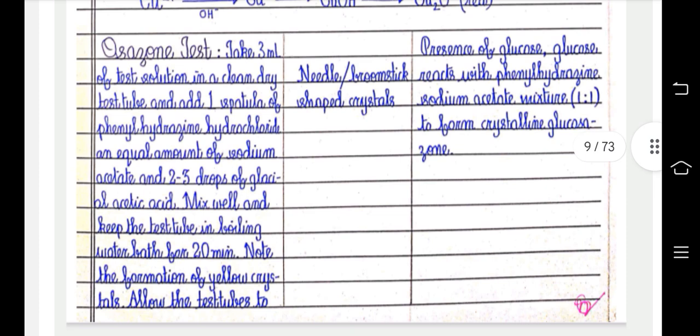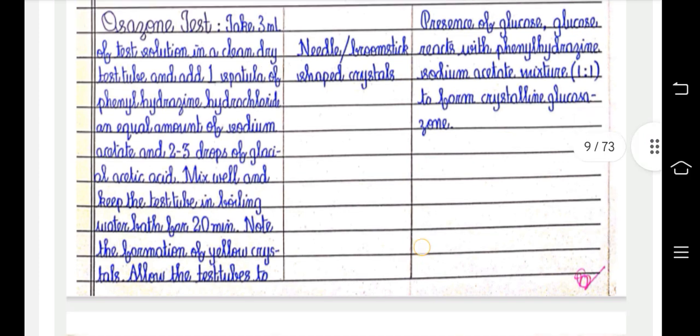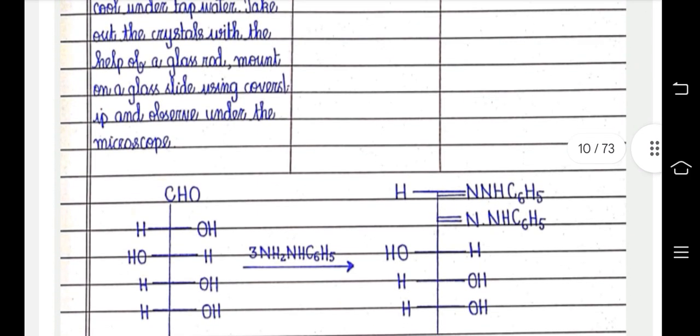Once again, take 3 ml of the test solution in a clean dry test tube. Add 1 spatula of phenylhydrazine hydrochloride, an equal amount of sodium acetate, and 1 to 2 drops of glacial acetic acid. Mix well and keep the test tube in a boiling water bath for 20 minutes. Note the formation of yellow crystals. Allow the test tube to cool under tap water. Take out the crystals with a glass rod. Mount on a glass slide using a cover slip and observe under the microscope.